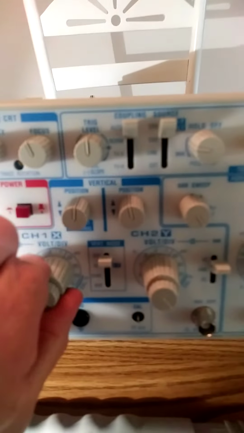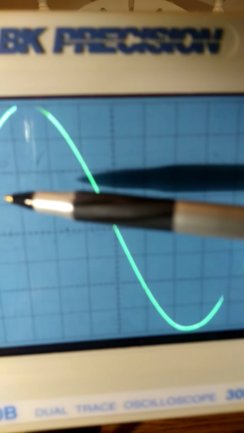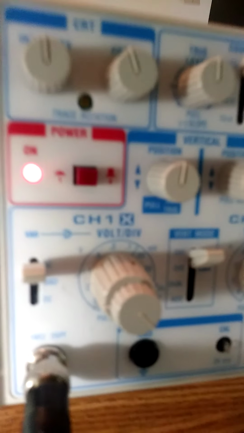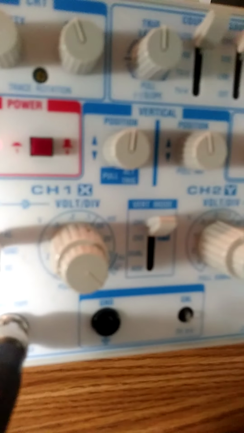Just for practice, let's change the voltage scale to 2 volts per division, and I'm going to increase the amplitude to a full scale reading. Now let's find out what the peak voltage is. The peak voltage is 1, 2, 3, 4 divisions times 2 volts per division, so 4 times 2 is 8 volts.